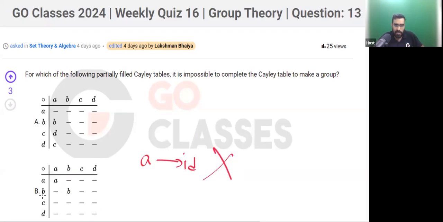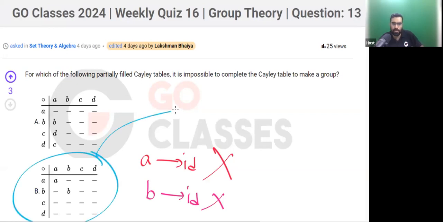Okay, finally, can I say B is the identity element? If B is the identity element, then this must be the same as this header, so you must have A, B, C, D. Again, there is a problem. In this first column, you have repetition. In a group, you cannot have repetition in any row or any column of the Cayley table. So B also cannot be the identity element. So no element is the identity element. Again, I can say it is impossible to create a group, right?